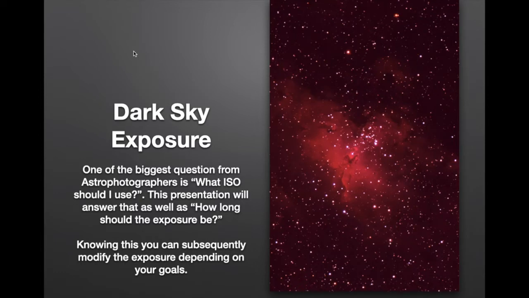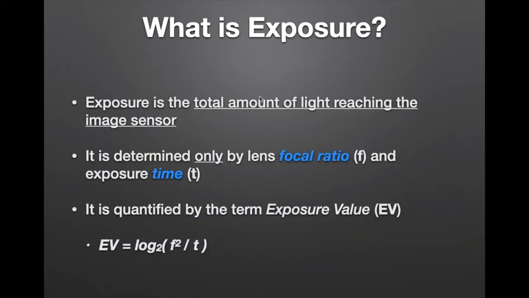So let's get to the next slide. And what is exposure exactly? Okay, exposure is the total amount of light reaching the image sensor. So it's determined only by the focal ratio and the amount of time that you expose for. And this is quantified by the term exposure value.